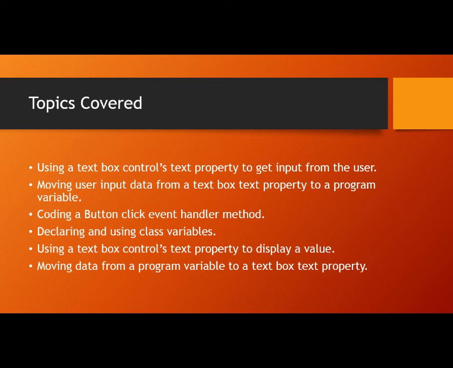Topics covered: using a text box control's text property to get input from the user, moving user input data from a text box text property to a program variable, coding a button click event handler method, declaring and using class variables, using a text box control's text property to display a value, moving data from a program variable to a text box text property. Let's begin by reviewing a form that we can use to demonstrate these topics.